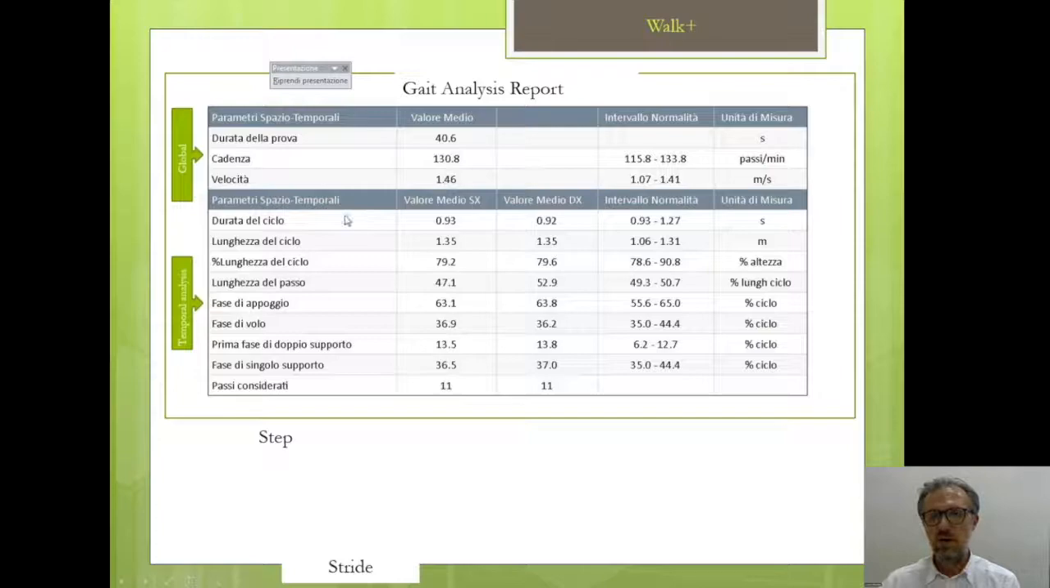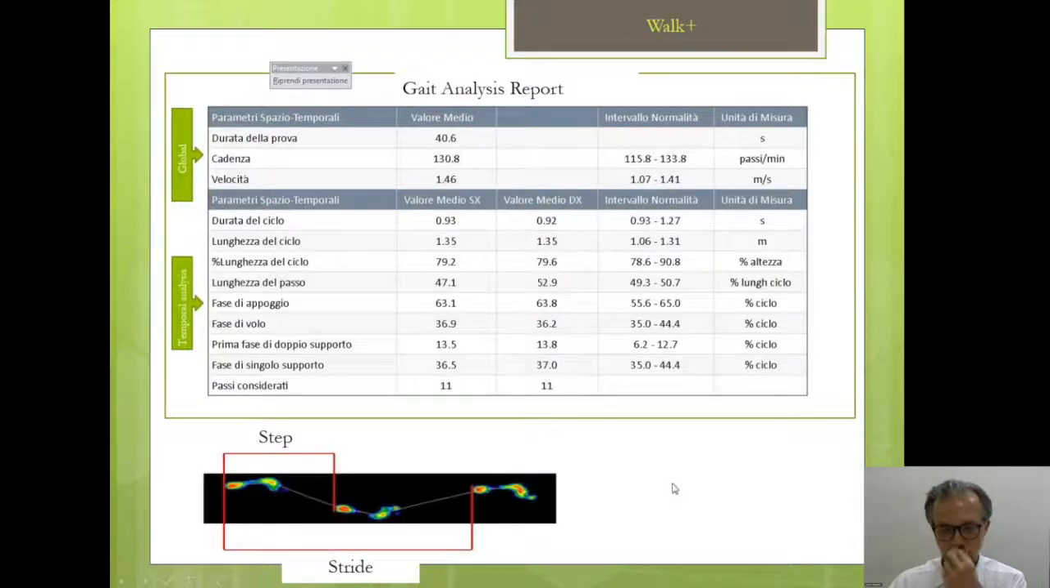1.46 meters per second, and we can even have a temporal analysis as typically provided by the standard gait analysis report: the duration of the cycles, the length of the cycle, the absolute and relative values inside all the gait cycles, such as the stance phase, the swing phase, the double support phase, or the single support phase. So it's very nice, because in this way we are able to receive data according to the single step cycle and the step-to-step cycle symmetry, or the stride cycle for both sides.